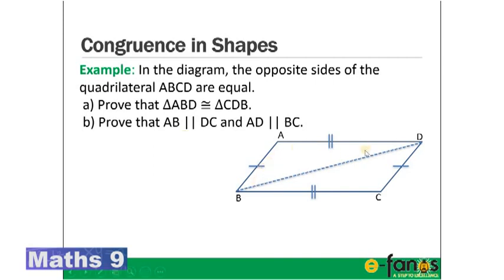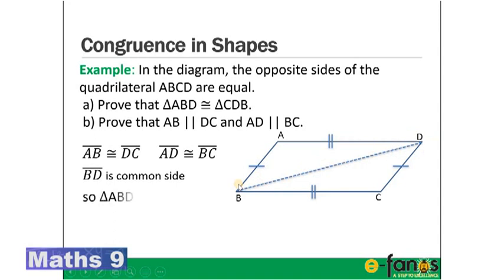If we look at the two triangles, we've got this one here, ABD, and this one here, CDB. We don't know anything about their angles, so let's have a look at their sides. We know that AB is congruent to DC, and also that AD is congruent to BC. We also know that BD, the diagonal, is a common side on both triangles. So triangle ABD is congruent to triangle CDB by the SSS theorem, the side-side-side theorem.